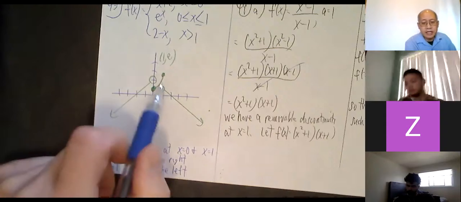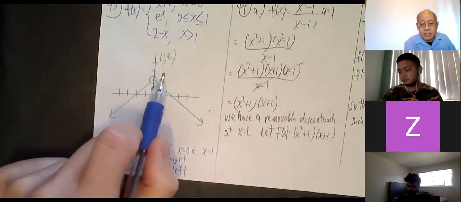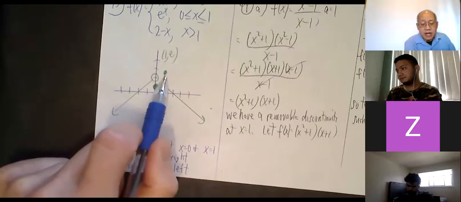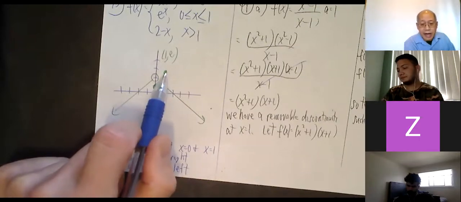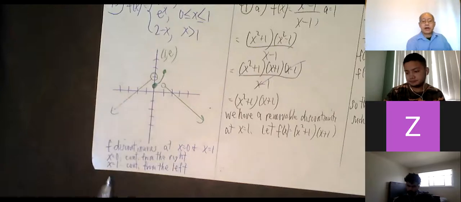On the other hand, how about x equals 1? x equals 1 is continuous coming from the left side. If I come from the left side, I don't have to pick up my pen to color in that point. But it's not continuous from the right. So x equals 1, continuous from the left. x equals 0, continuous from the right. And all other x values are continuous.